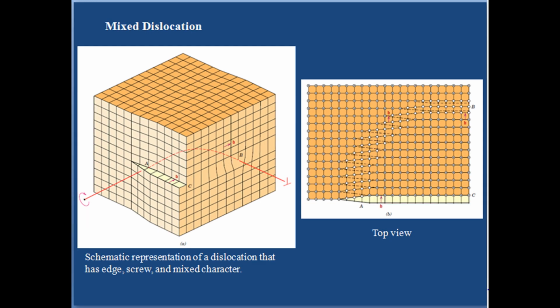Now we will move towards the next point, that is mixed dislocation. Most dislocations found in crystalline materials are probably neither pure edge nor pure screw, but exhibit components of both types. These are termed as mixed dislocations.